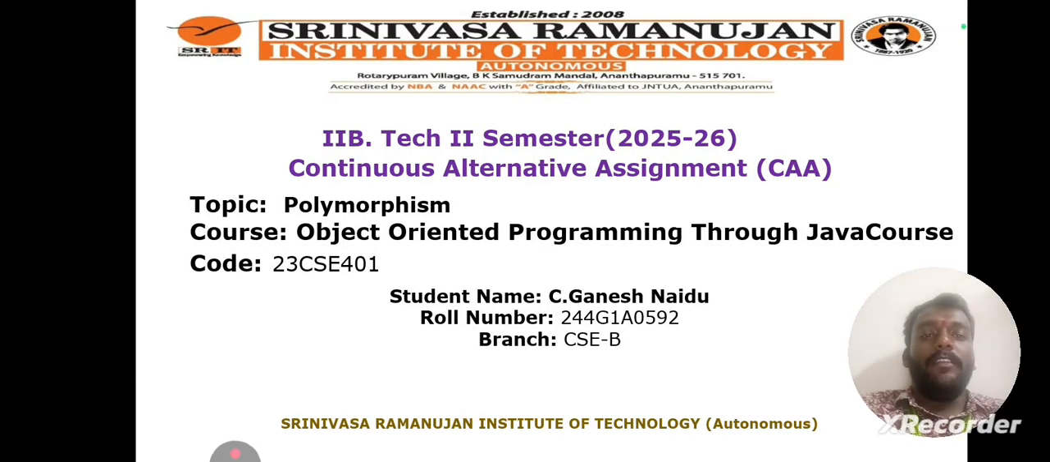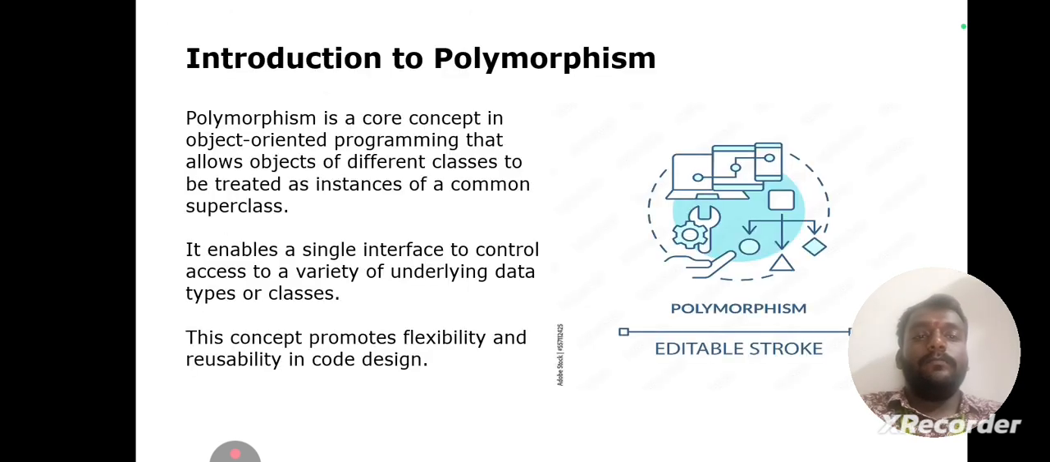Today's topic is polymorphism. Introduction to polymorphism. Polymorphism is a core concept in object-oriented programming that allows objects of different classes to be treated as instances of a common superclass. It enables a single interface to control access to a variety of data types or classes. This concept promotes flexibility and reusability in code design.